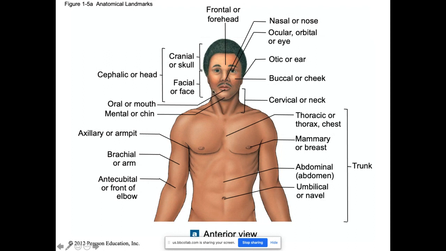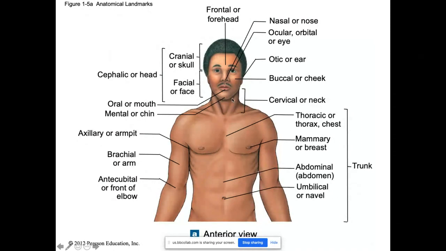Cephalic refers to the head. Cephalic is the entire head. There's a term in healthcare, we call it cephalgia. Anytime you hear the word algia, A-L-G-I-A, at the end of a word, it means pain. So if you have arthralgia, it's joint pain. If you have myalgia, like fibromyalgia, it's muscle pain. If you have neuralgia, it's nerve pain. If you have cephalgia, it's a headache. That's what it is. Okay, oral is mouth, mental is chin.